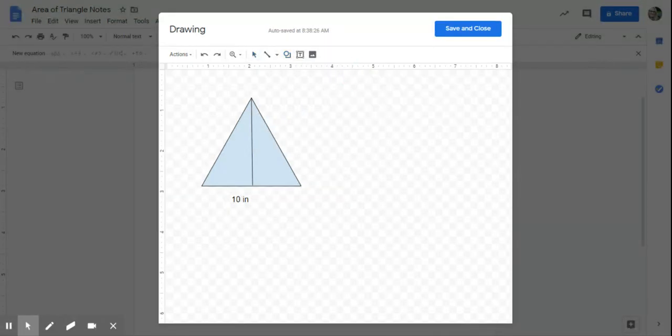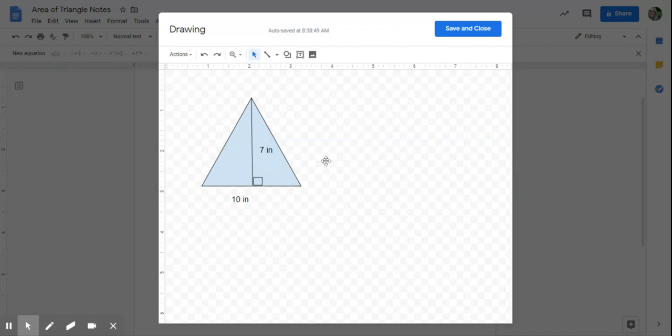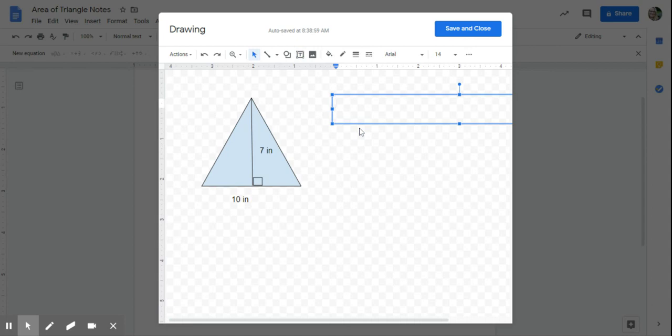Anytime you're drawing a line from a corner of the triangle to the opposite side, also put this little square down here, because that's going to tell us that this is actually the height instead of just a line here. And I'm going to say that this is 7 inches. So what I'm trying to find is the base and the height. The base of my triangle would be the 10 inches, and the height would be 7 inches.